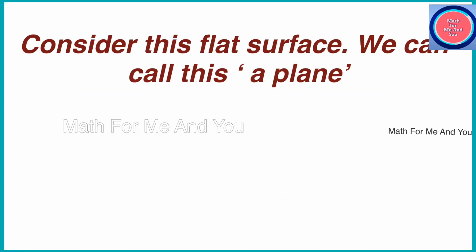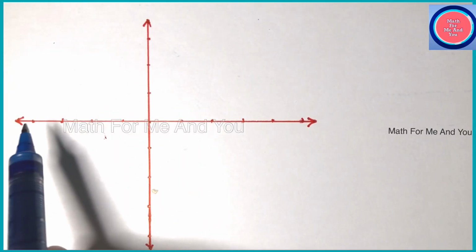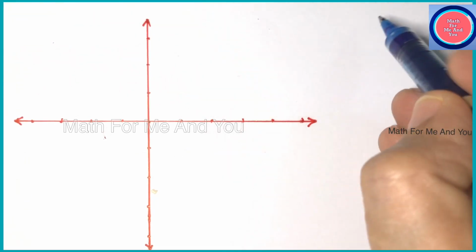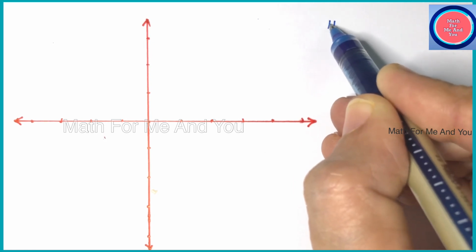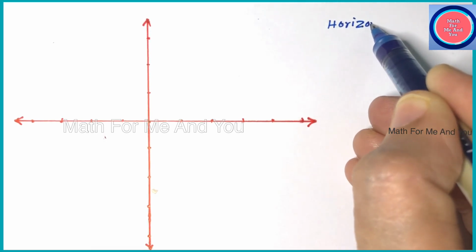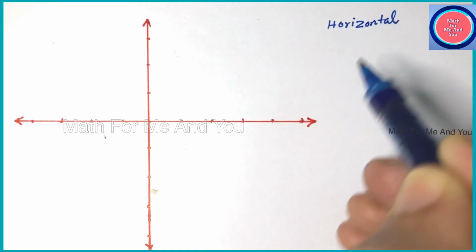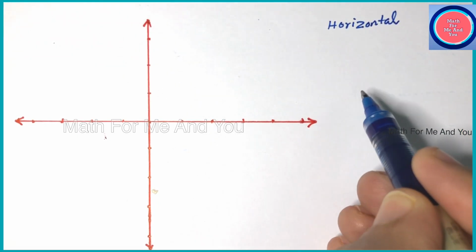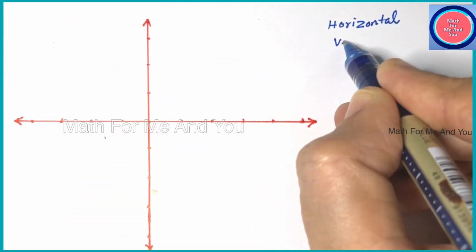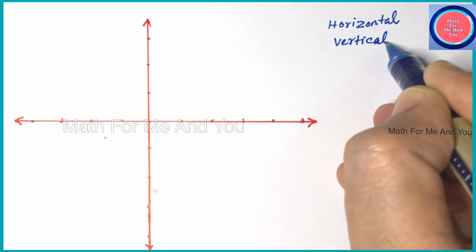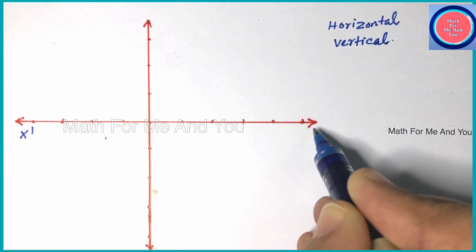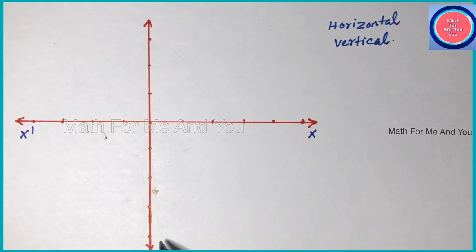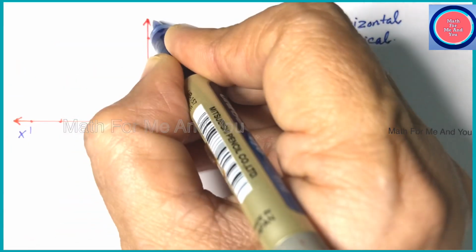Consider this flat surface. We can call this a plane. In this plane, we are going to draw two straight lines, one in the horizontal direction. So let's write the word horizontal. The second line is in the opposite direction and its direction is vertical. So this is a vertical line. Two lines on the plane, horizontal and vertical. Horizontal line we can name as x dash x and vertical line y dash y.